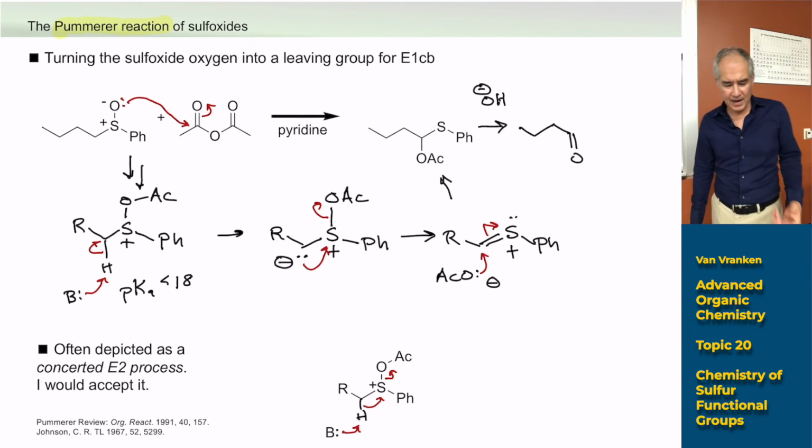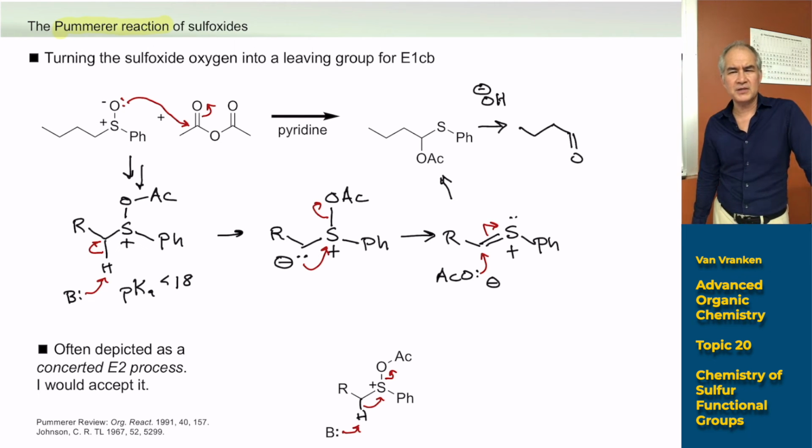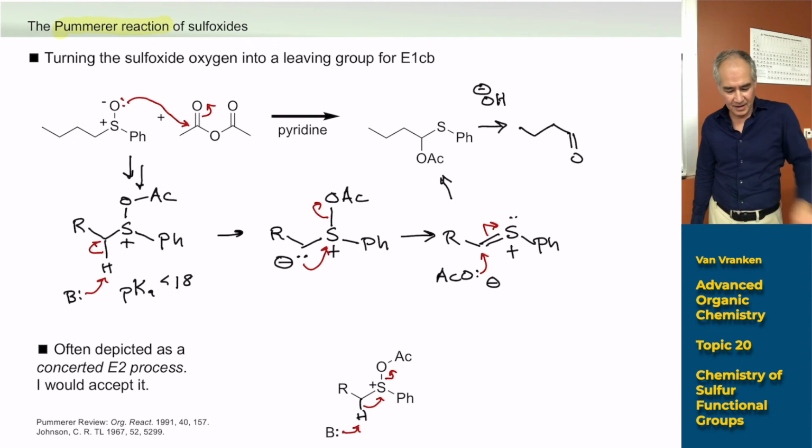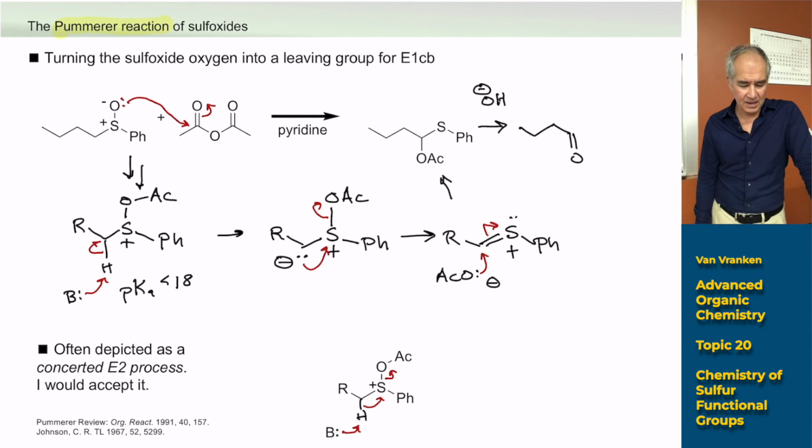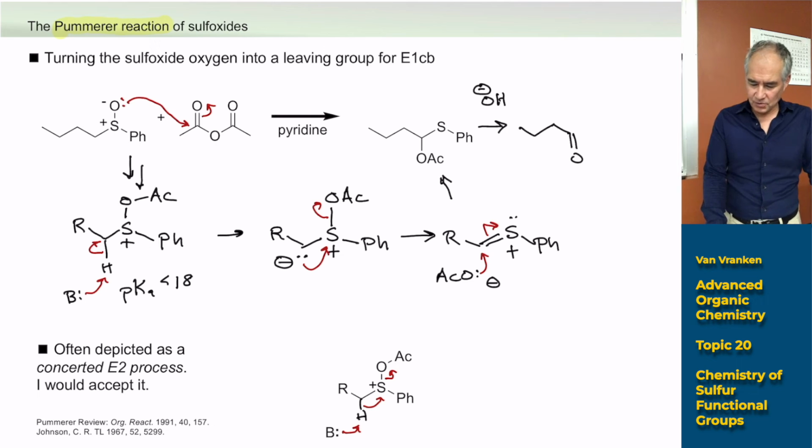So I like the sulfoxonium ylide, the E1CB mechanism. You wouldn't draw an E2 mechanism in an aldol reaction. And so similarly, this is set up for an E1CB, but I'll accept the E2 one-step elimination mechanism if you choose to draw it that way.